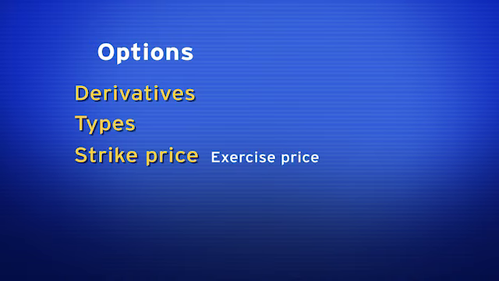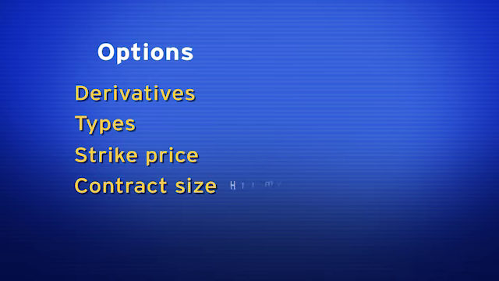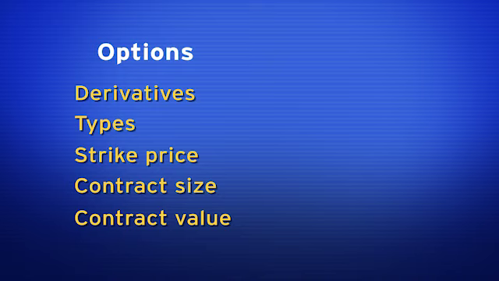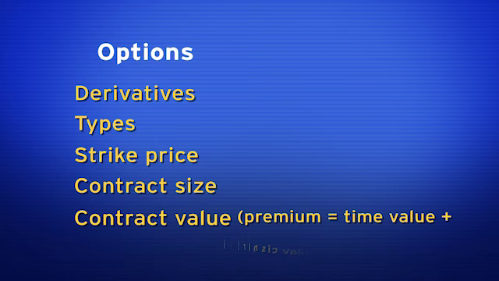That is the price that I could either exercise the option at and buy the stock for or sell the stock for. Contract size tells me how many shares of stock I can buy or sell when I exercise an option. Unless you're told otherwise, the contract size is 100 shares. Now, when I buy the option contract, the put or call, the contract has a value that is known as the premium.